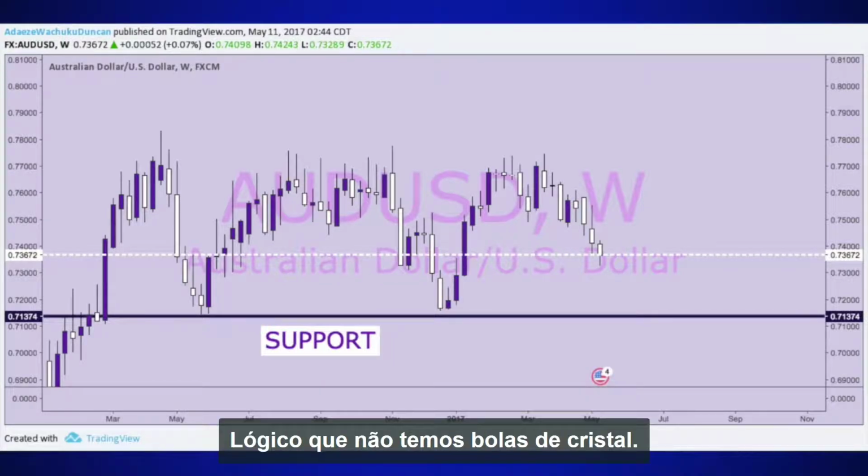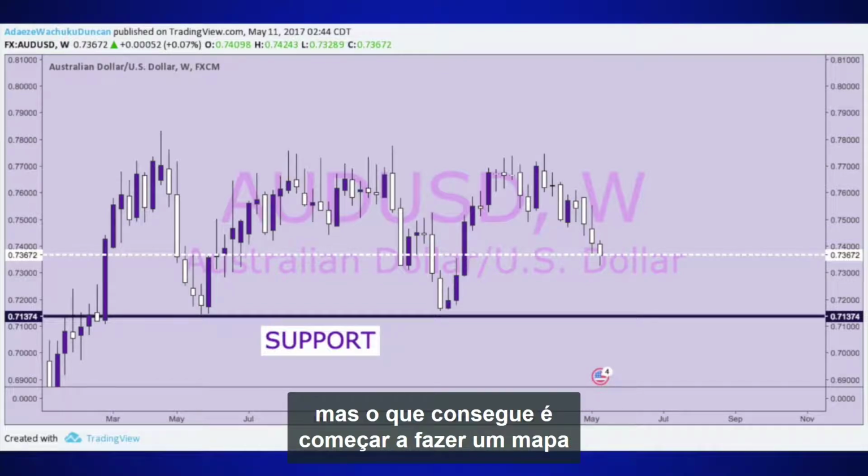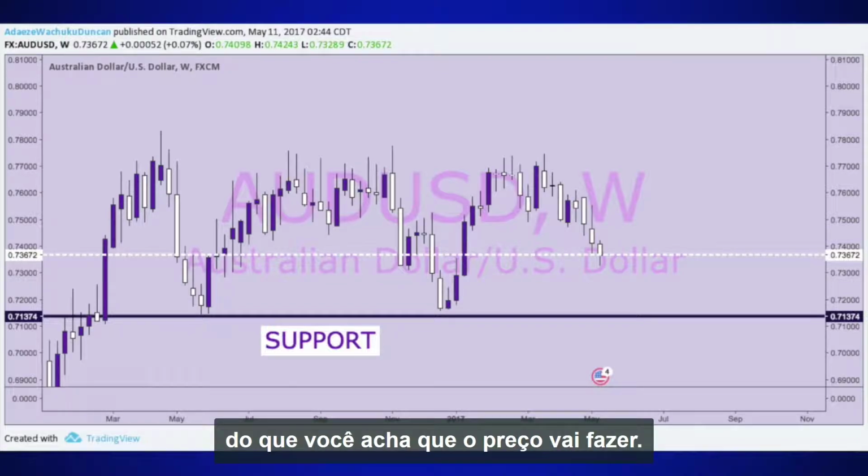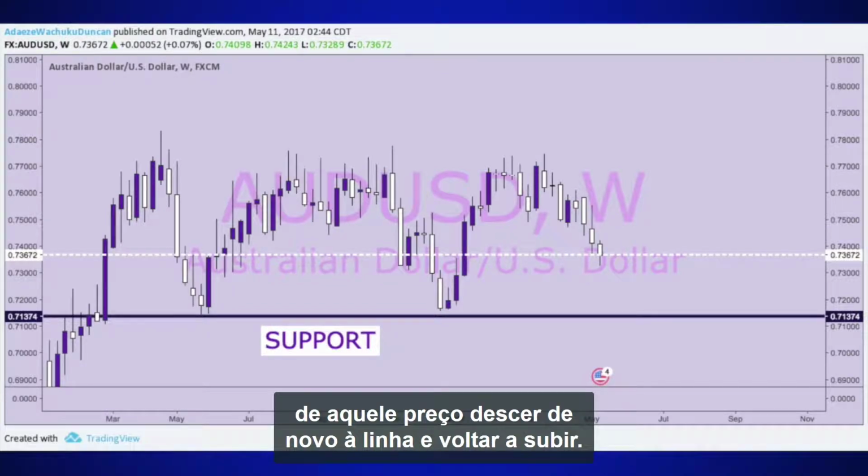Now, we have no crystal balls. Nobody gets to say what's really going to happen. But what you do get to do is start to create a map of what you think price is going to do. So as of right now, because it's above the line, we're looking for the possibility that price will come down to it again and turn around.